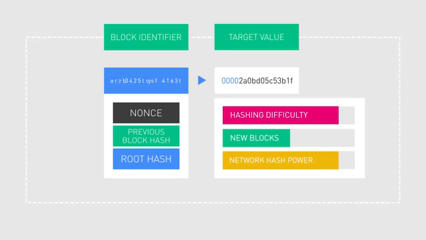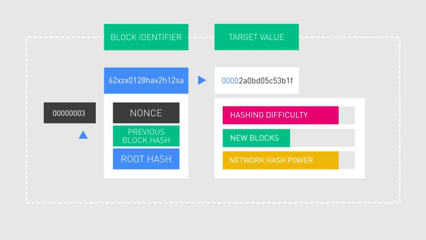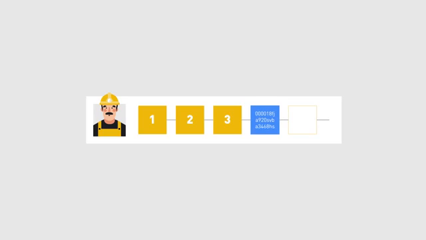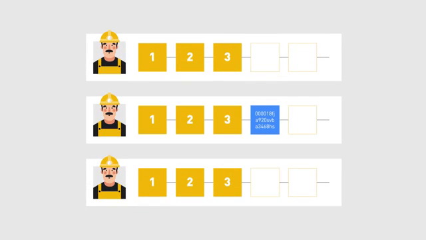The miners keep hashing the header over and over again by iterating through the nonce until one miner in the network eventually produces a valid hash. When a valid hash is found, the finder node will broadcast the block to the network. All the other nodes will check if the hash is valid and add the block into their copy of the blockchain and move on to mining a next block.